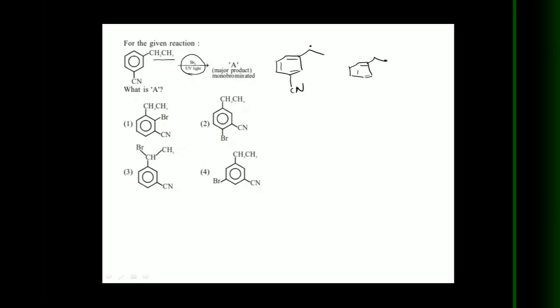See this one. That's why the H radical is removed from the benzylic carbon, then it is attacked by the Br radical. Finally this Br radical attacks the benzylic carbon. So this one is the product. Actually, in the textbook it is given that CN is nothing but NO2. So this benzylic hydrogen is replaced by bromine.